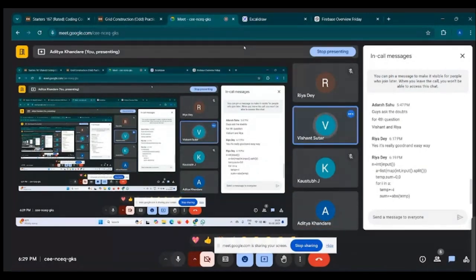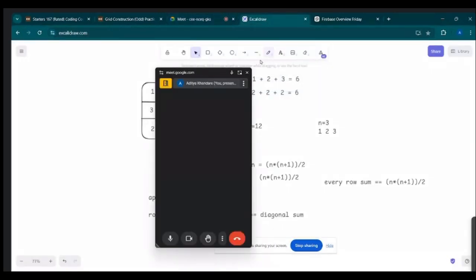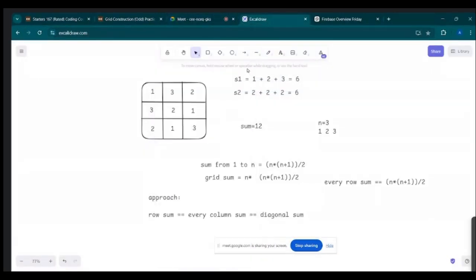Approach is clear. Okay. So we have to make every row sum equal to n, and we can place 1 to n numbers in the row, like every row. But we also have to make every column sum and diagonal sum equal to the sum of 1 to n numbers.